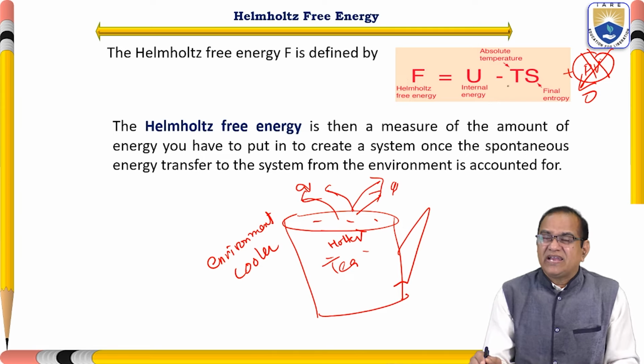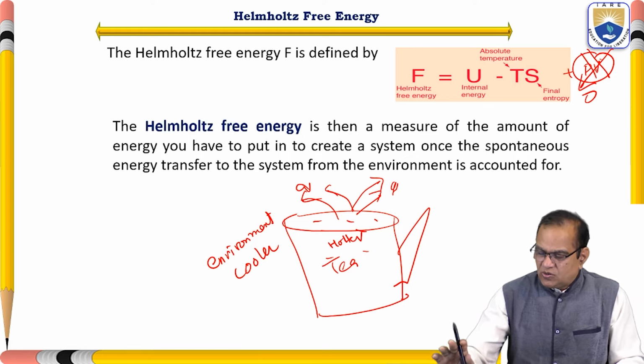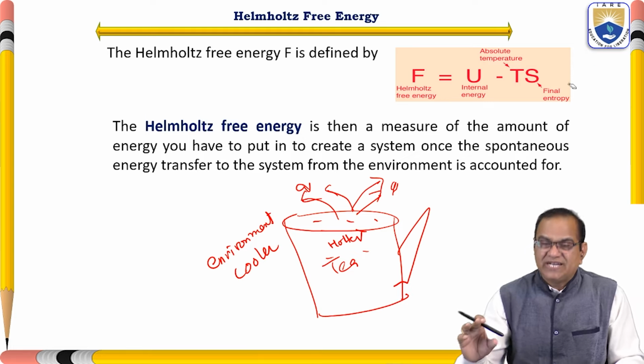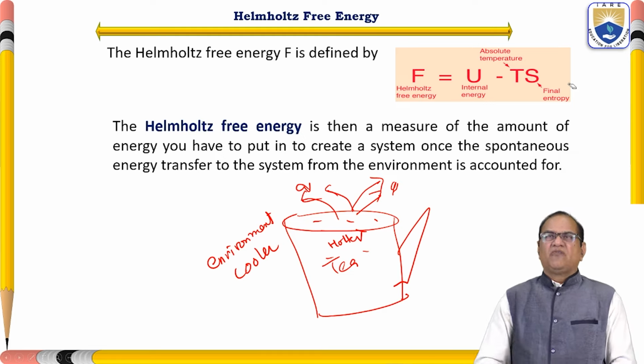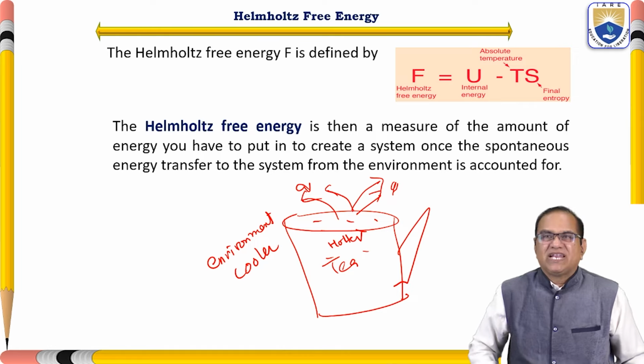So internal energy minus TS is your Helmholtz free energy, and if you take the Gibbs energy, PV is also considered. That is the difference between the Helmholtz free energy and the Gibbs free energy equations.